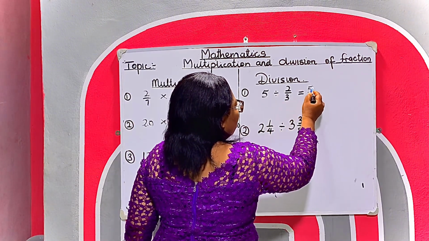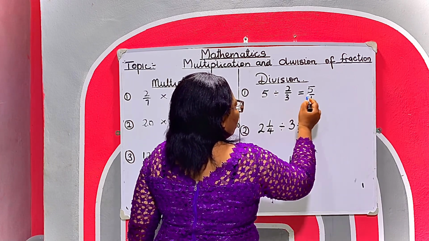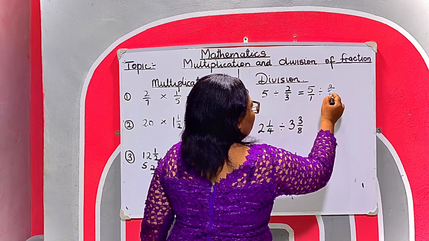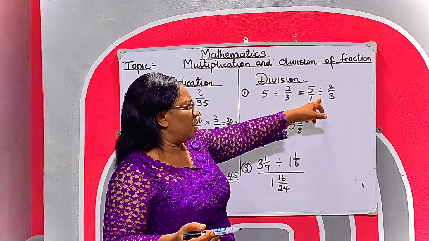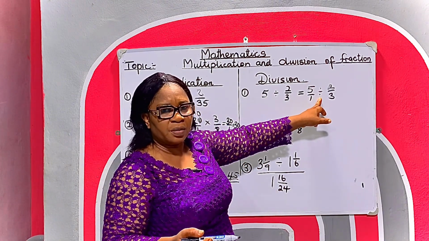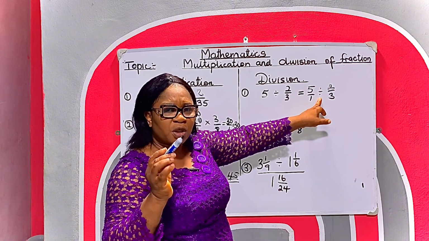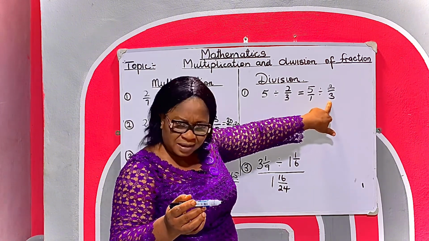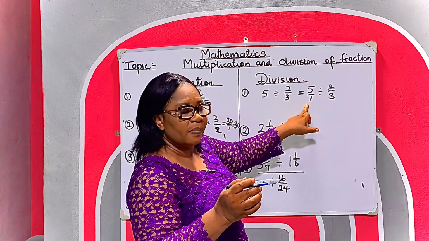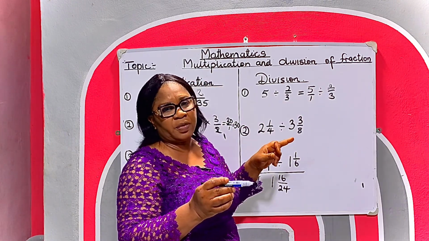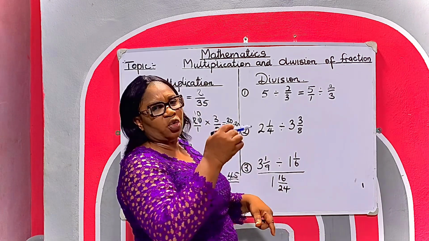A number standing alone is over 1. Divide by 2 over 3. Okay. This division must be changed to multiplication. And before you change it to multiplication, there is something you do to the next fraction, not this first one. The following fraction, you do something to it for you to change it to multiplication.